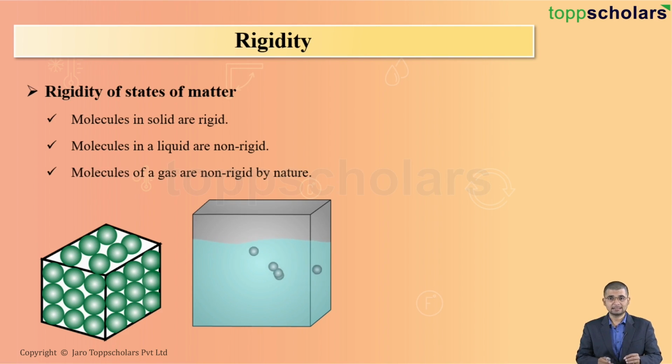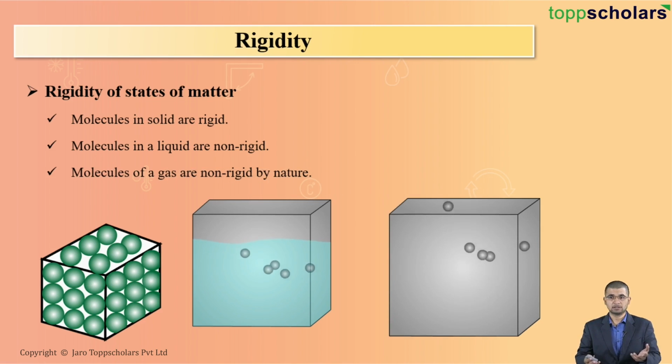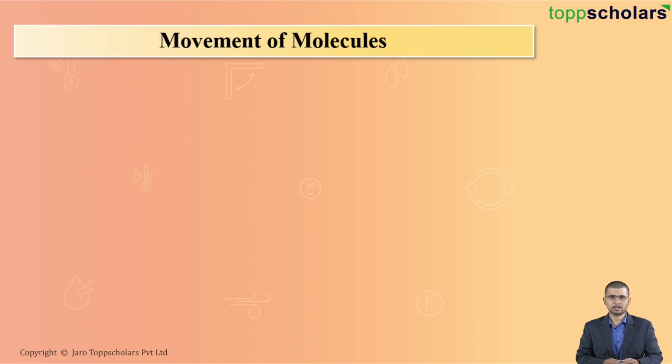Similarly, in gases, these molecules are again non-rigid, since the molecules can move very easily even compared to liquids. After understanding about rigidity of molecules, let's quickly jump to the next point, that is movement of molecules. Students, can you please tell me about the rigidity of molecules in solids, whether they are rigid or non-rigid?